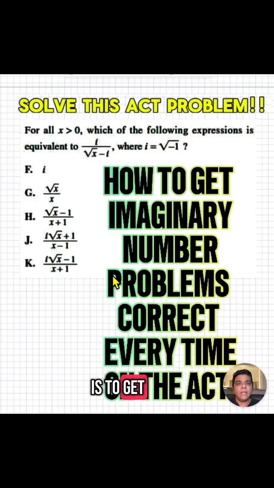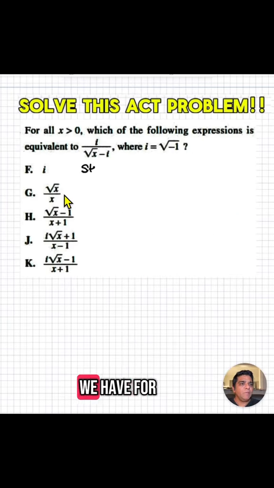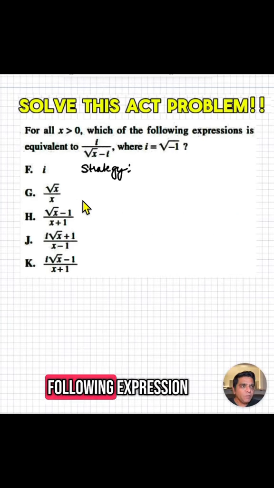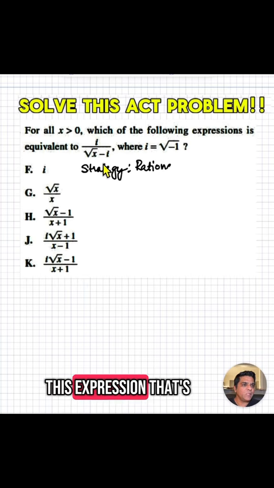So the goal is to get every imaginary number question on the ACT correct every single time. So how do we do that? Let's take a look. Okay, so in this particular problem, we have: for all x greater than 0, which of the following expressions is equivalent to the expression that's given here.